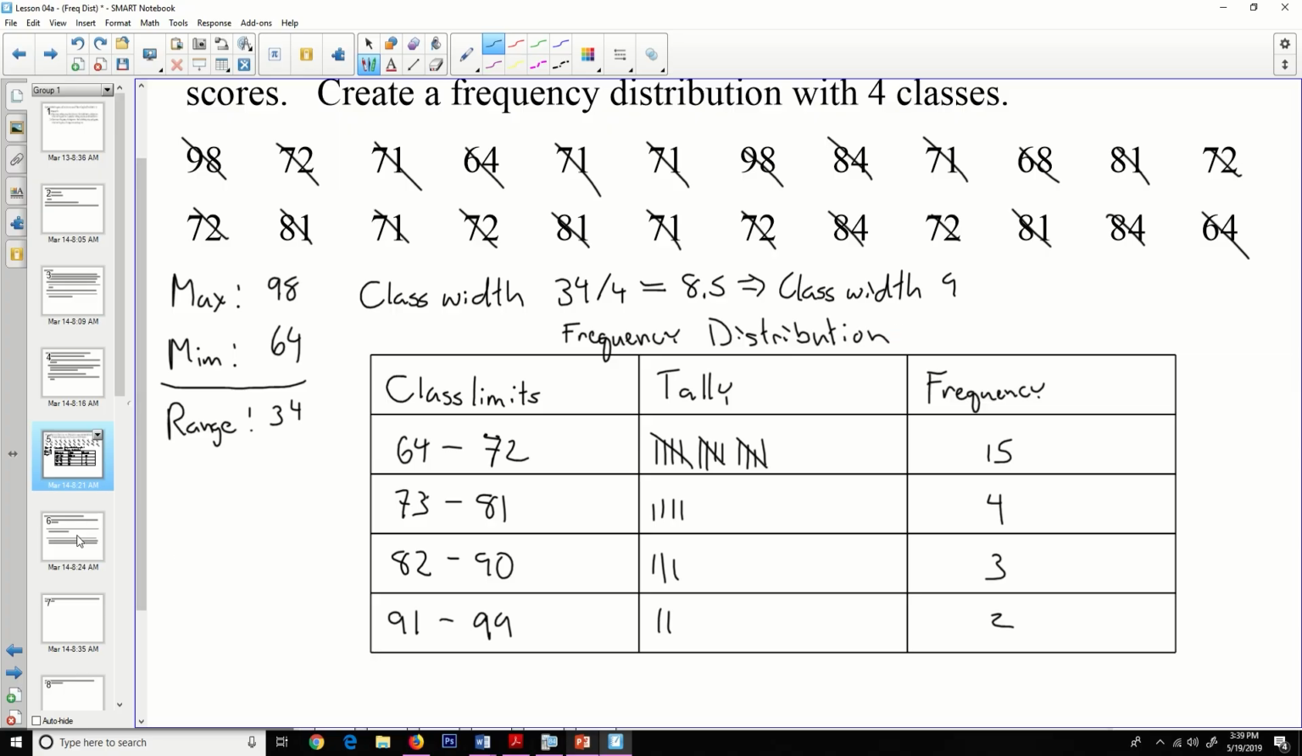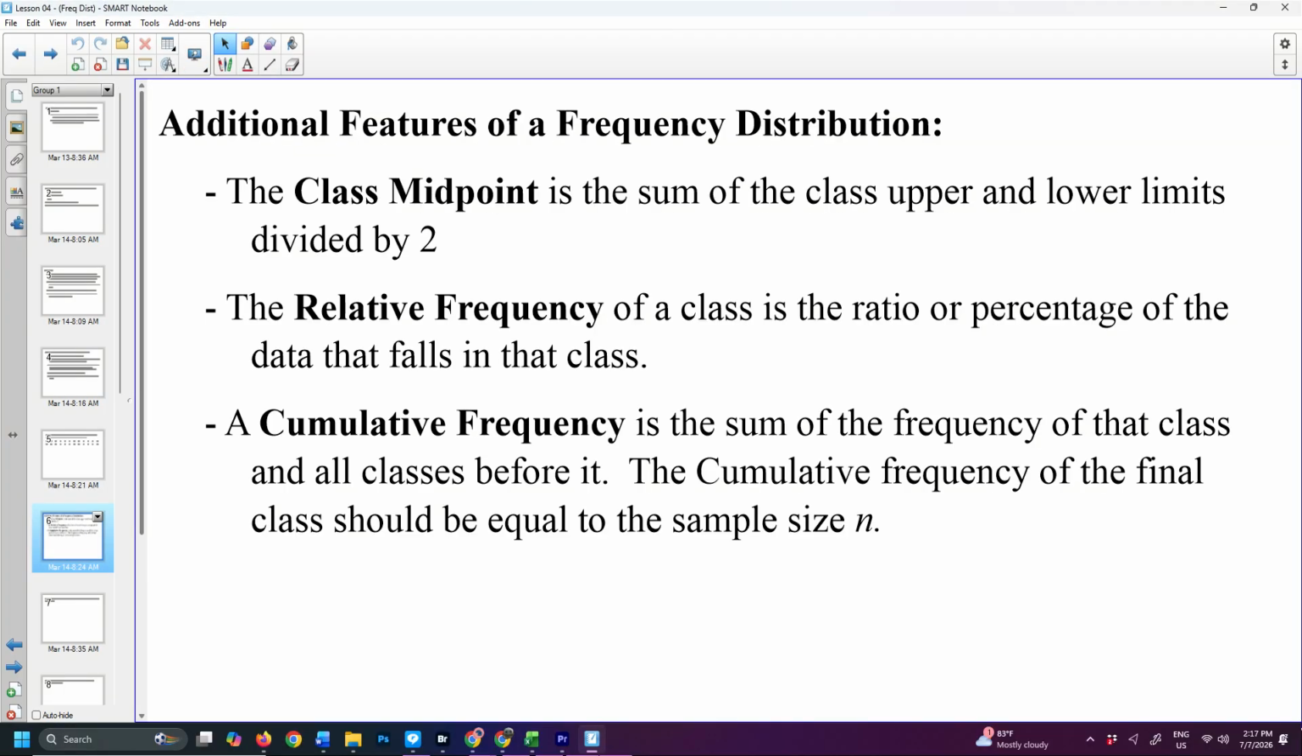Not too bad. All right, a couple other things that we talked about. Class midpoint is the sum of the class upper and lower limits divided by 2. That's just the regular midpoint equation. The relative frequency of a class is a ratio or percentage of the data that falls in that class. And the cumulative frequency is the sum of the frequency of that class and all of the classes before it. The cumulative frequency of the final class should be equal to the sample size n. So this one's just each class will get bigger.